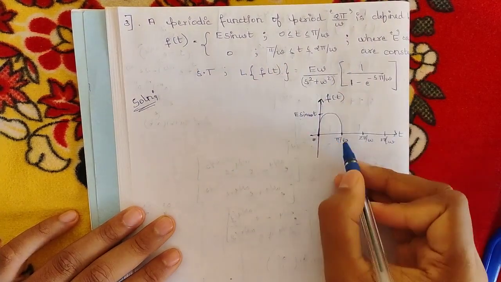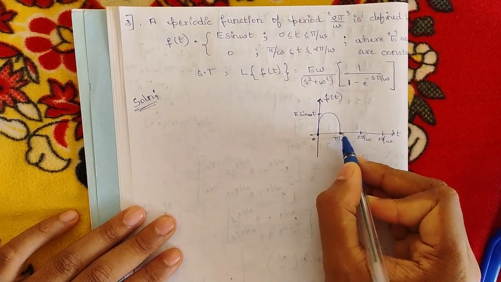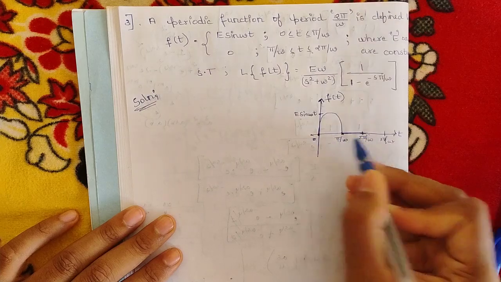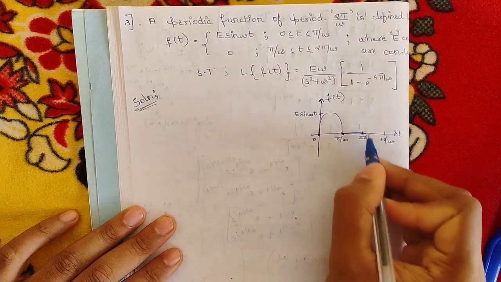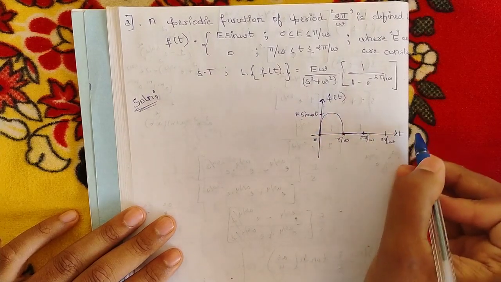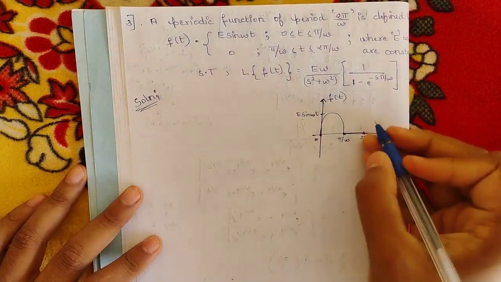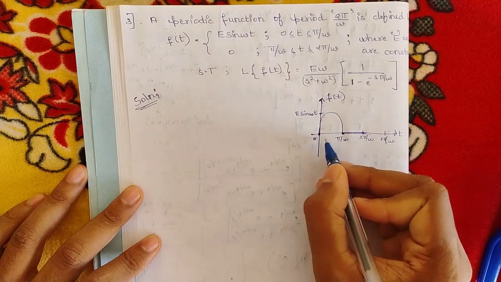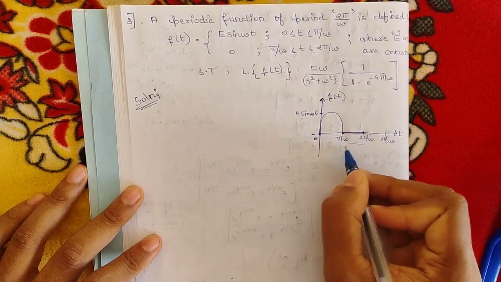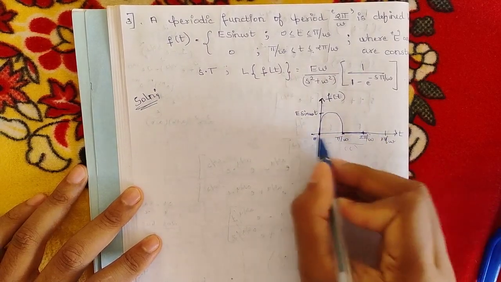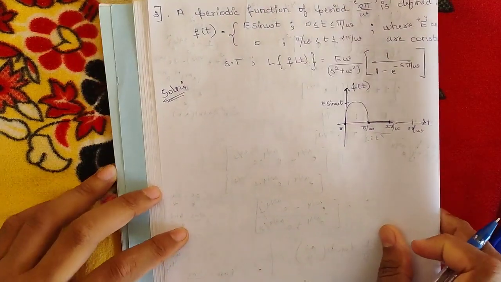Similarly, it is 0 from pi by omega to 2 pi by omega, that is, it is constant. So this is one full cycle, one full period. It would be repeating here for different intervals. Hope it is clear. So we should be calculating the Laplace transform of f of t for this interval. Let us calculate now.